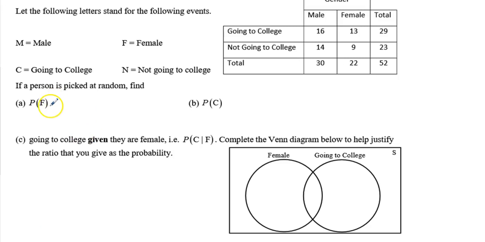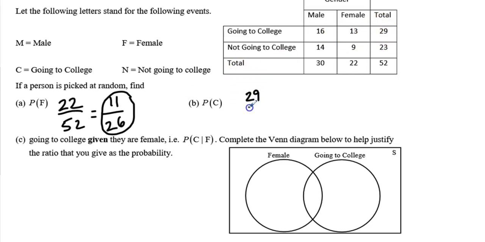Okay, so hopefully you did this, and the probability of being female is all the way down here at the bottom. We're not counting whether they went to college or not. That's 22 out of 52. We could simplify that, we don't have to, but 11 out of 26. Probability of going to college, well, that would be way over here, the 29 out of 52.